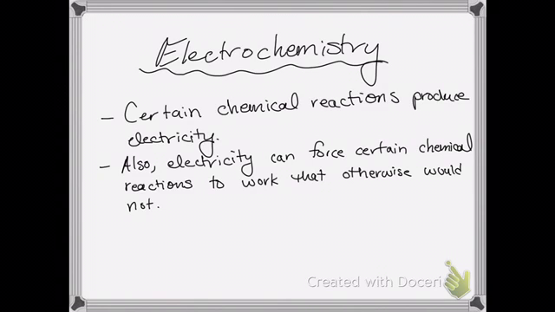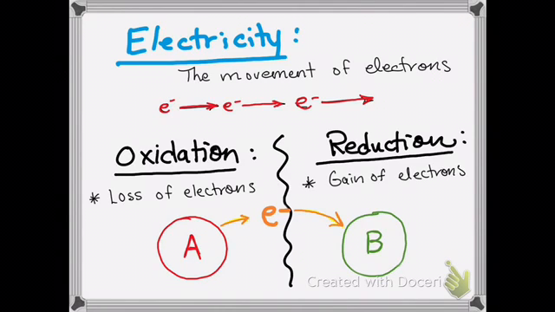Electrochemistry. Certain chemical reactions produce electricity. And also, electricity can force certain chemical reactions that normally don't occur spontaneously to work. Like we can push non-spontaneous reactions to go. And so we're going to take a look at both of these cases here. Let's check it out. First, a bit of a review. What is electricity? Electricity is the movement of electrons from one place to another, typically through a wire.